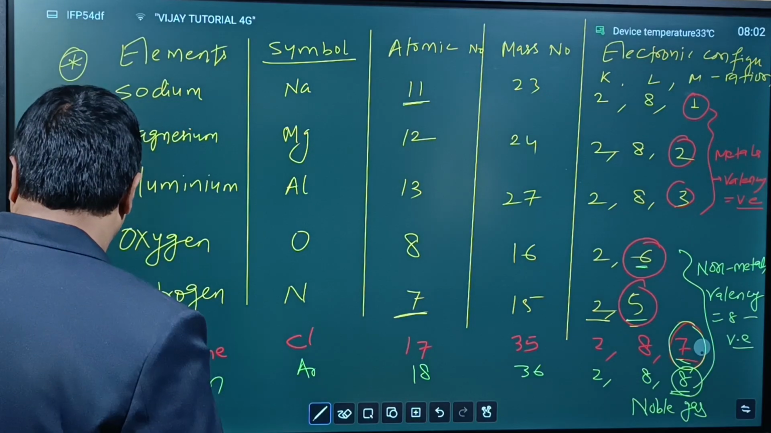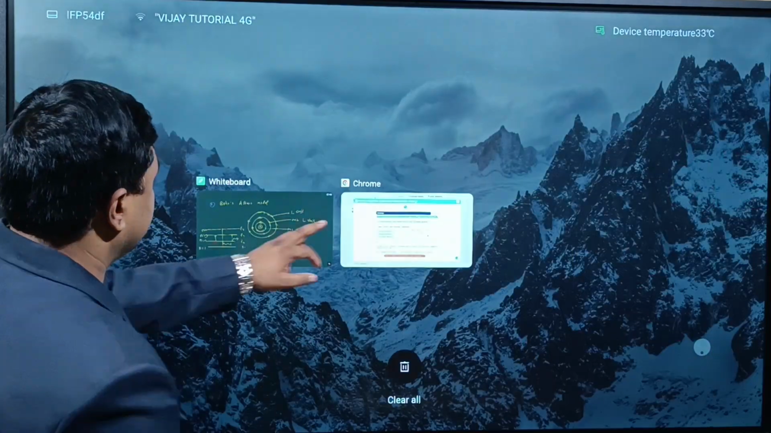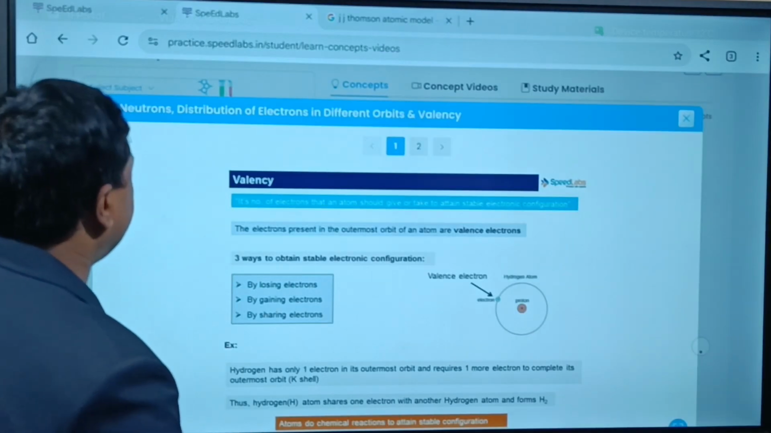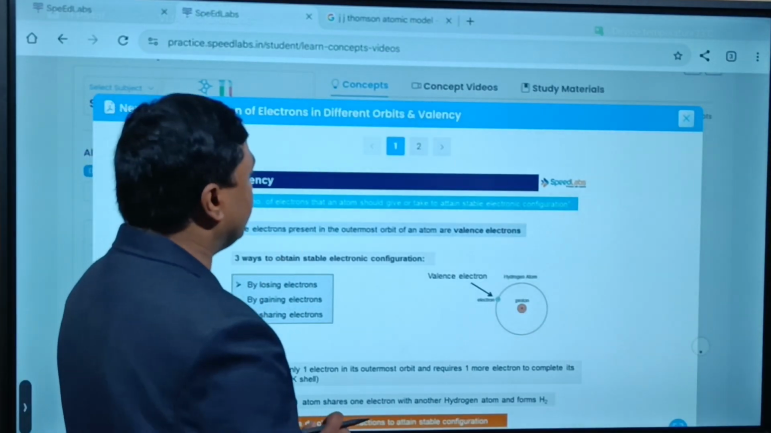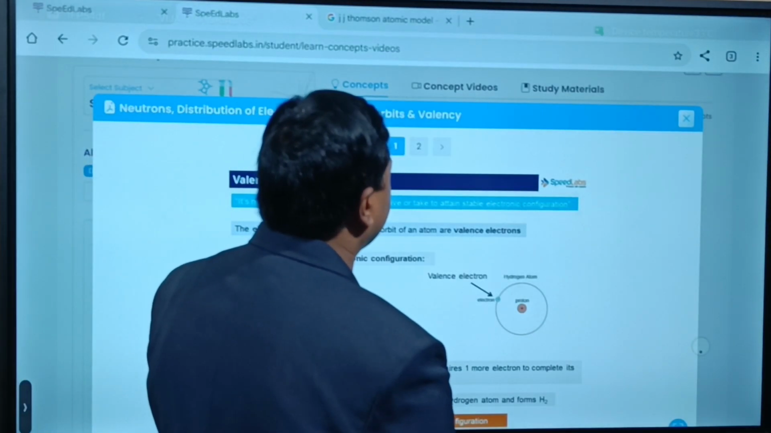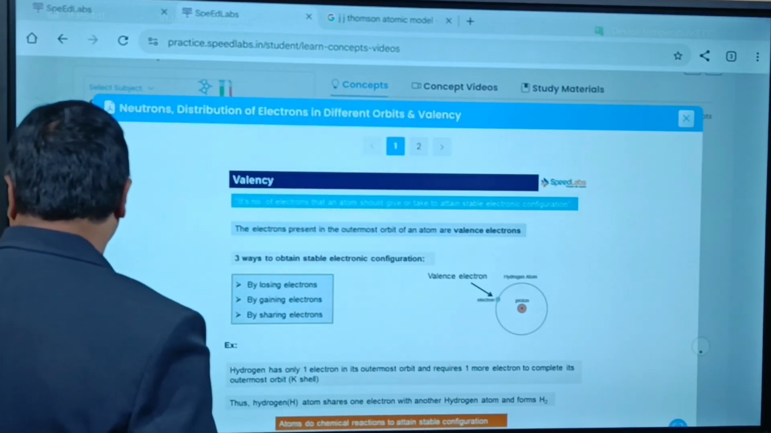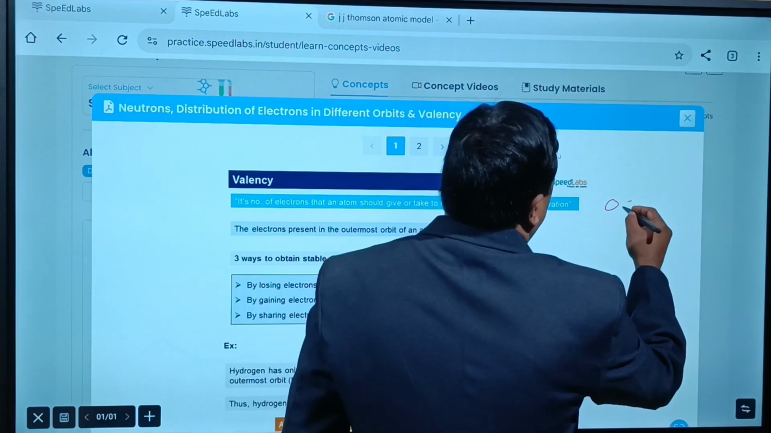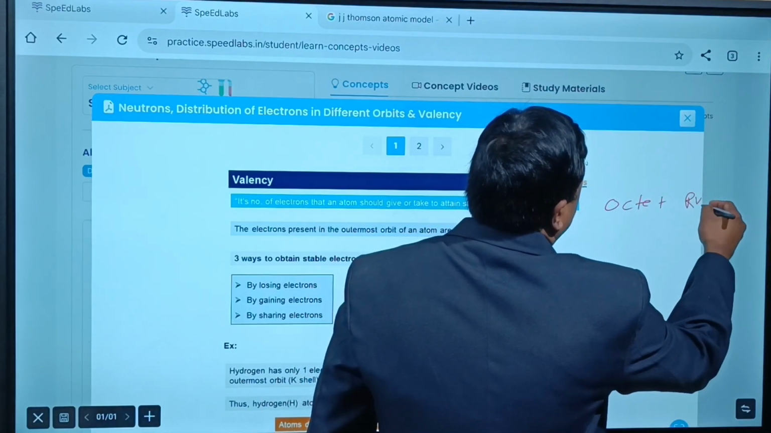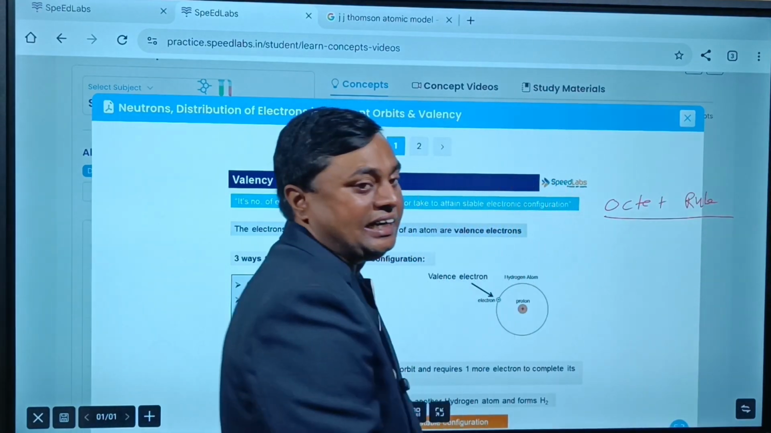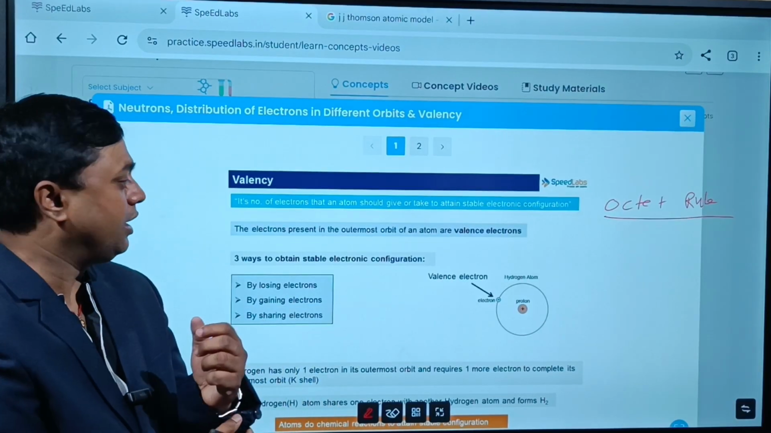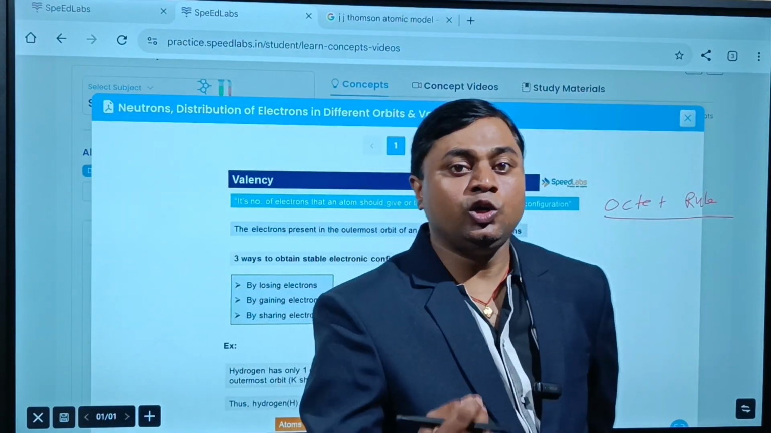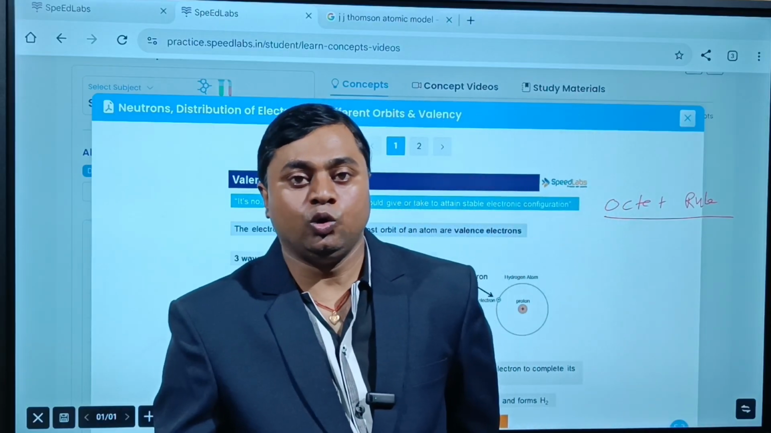Is it clear? Next. Generally, valency is the number of electrons that an atom should give or take to attain the stable electronic configuration. A stable electronic configuration is nothing but the octet rule. What is the octet rule? The octet rule states that if the valence electron of the atom is 8, then it is stable. Is it clear? So generally, if the valence electron of the atom is 1, 2 or 3, it will lose the electron to become stable.